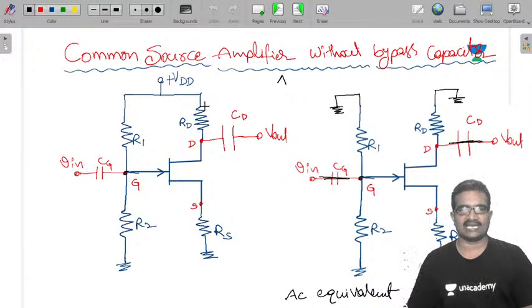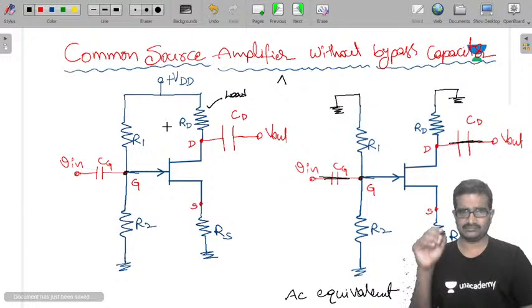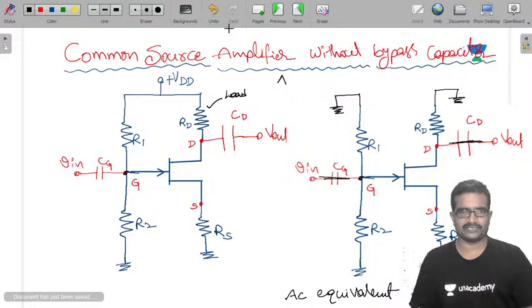Here this RD is acting as a load. Now I am going to replace this one by a current source. After that I am going to replace it with a diode connected transistor. Under those conditions, what is the gain? What is the output impedance? Now I am going to check this.